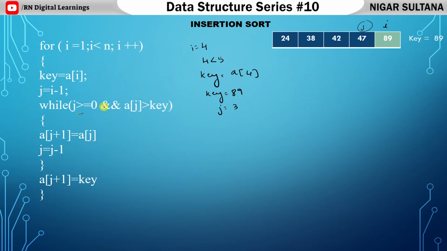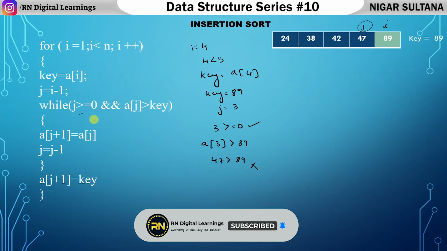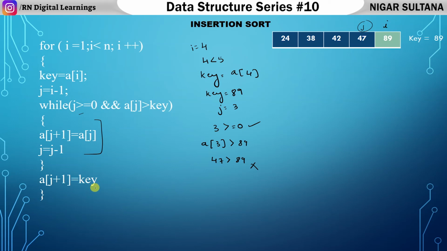Let's check the condition. Is 3 greater than or equal to 0? This is true. We have another condition: A of J, J is 3. Is A of 3 greater than key 89? Is 47 greater than 89? This is false. So no need of executing these statements. So we have an assignment, A of J plus 1: 3 plus 1 is 4. In the place of A of 4, I must insert the value of key as 89.